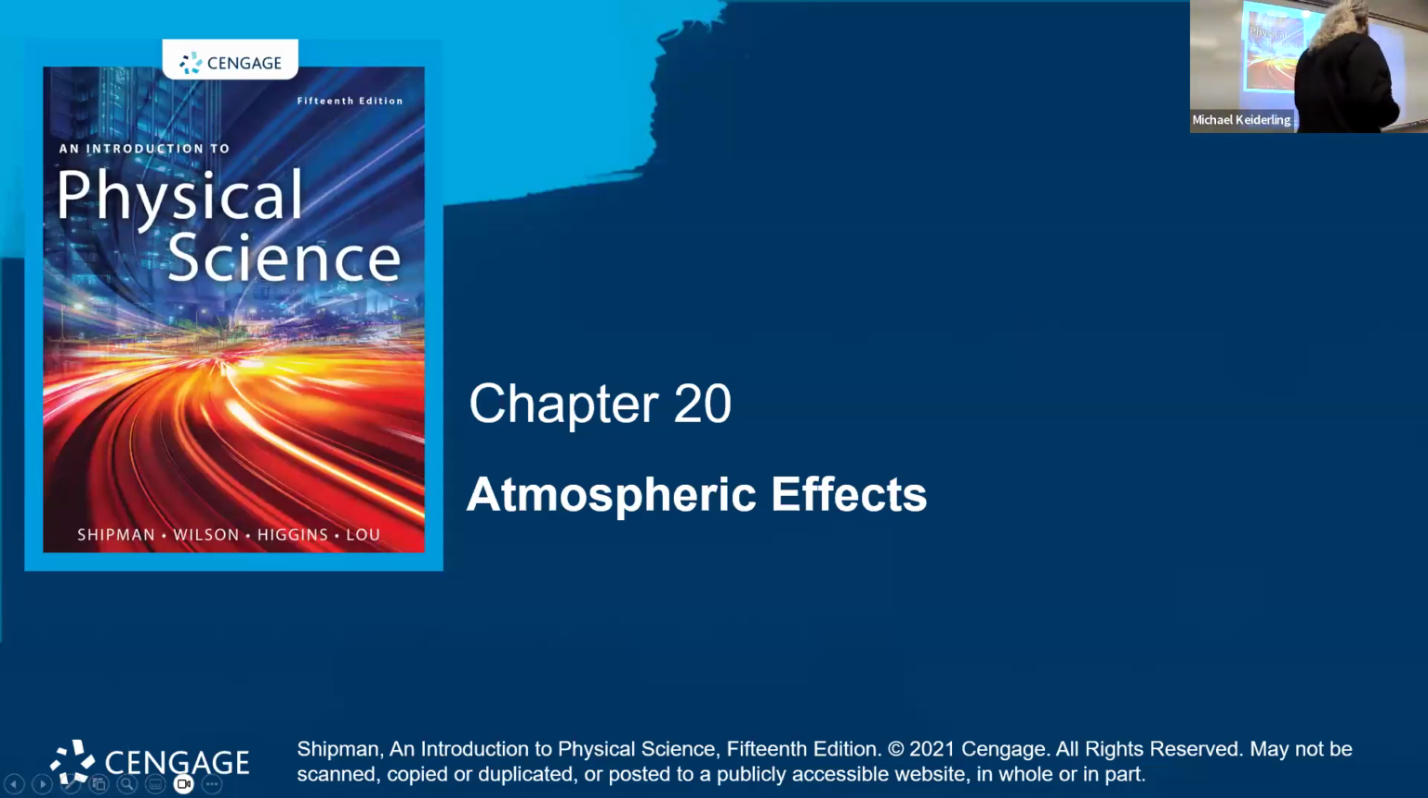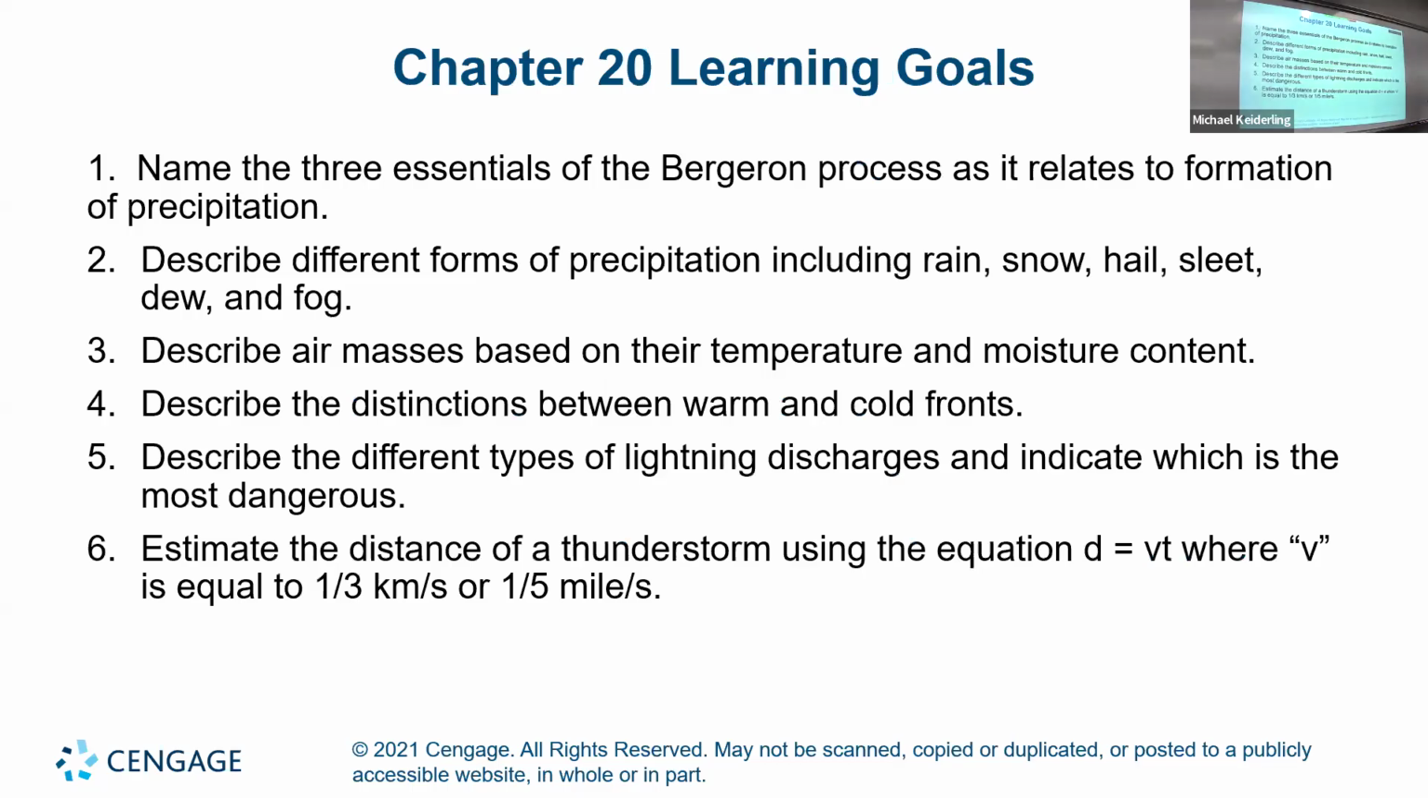we're going to start chapter 20, atmospheric effect. We need to get through it. So we'll go over the 3 essentials of the Bergeron process and how it relates to the formation of precipitation. We'll talk about the different forms of precipitation, including rain, snow, hail, sleet, dew, and fog. We'll describe air masses based on their temperature and moisture content. We'll talk about the distinctions between warm and cold fronts. We'll describe the different types of lightning discharges and indicate which is the most dangerous.